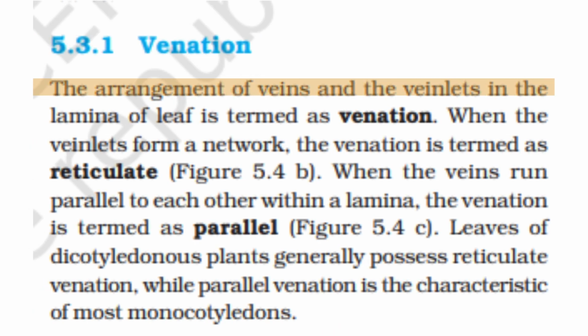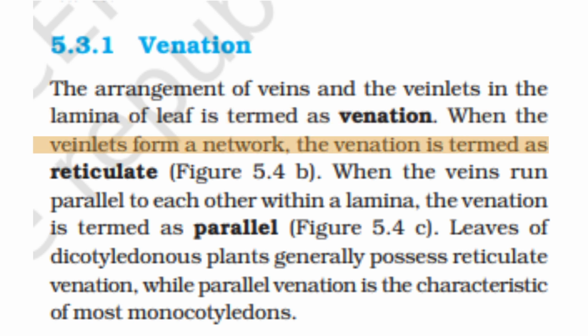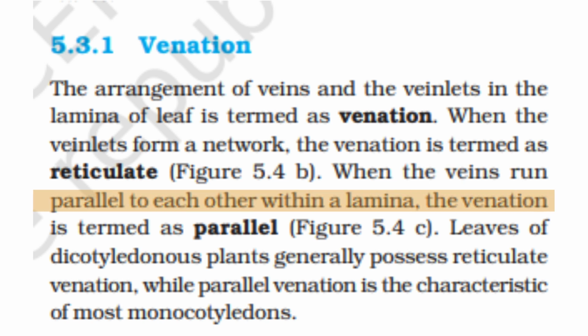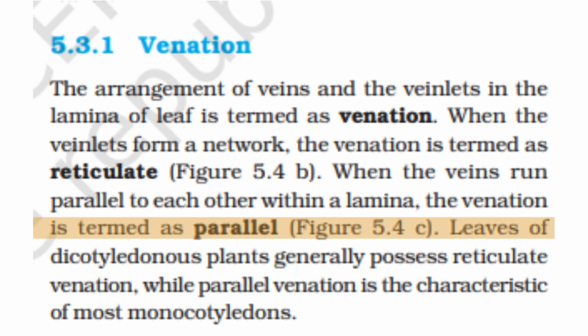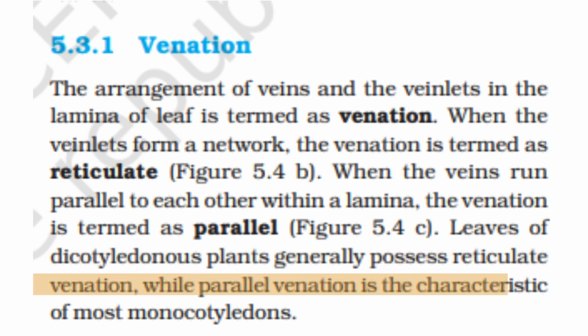Venation. The arrangement of veins and the veinlets in the lamina of leaf is termed as venation. When the veinlets form a network, the venation is termed as reticulate. Figure 5.4b. When the veins run parallel to each other within a lamina, the venation is termed as parallel. Figure 5.4c. Leaves of dicotyledonous plants generally possess reticulate venation, while parallel venation is the characteristic of most monocotyledons.